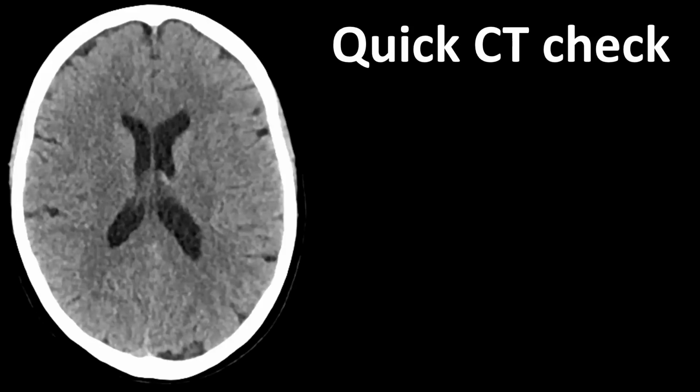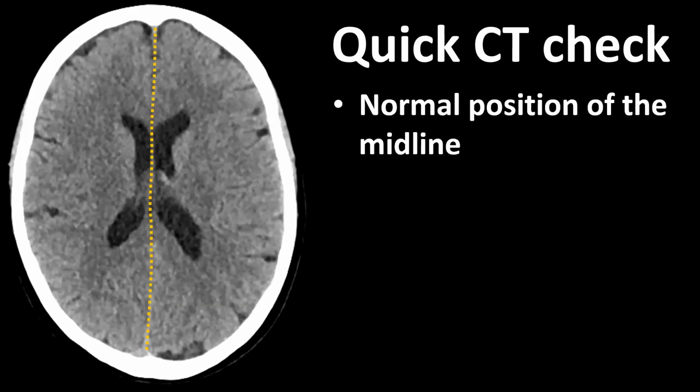Well, when you search for pathology on your CT, you can start with a very quick check. Before trying to discover subtleties, I do a quick check, namely: is the midline normal? Is there a normal position of the midline? Because if there isn't, that already indicates the presence of a space-occupying process somewhere.